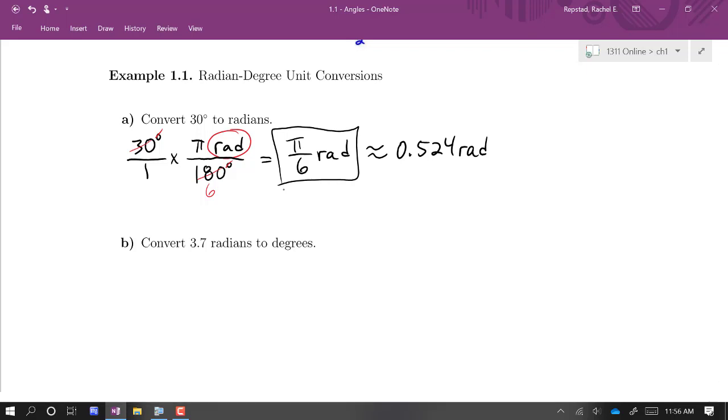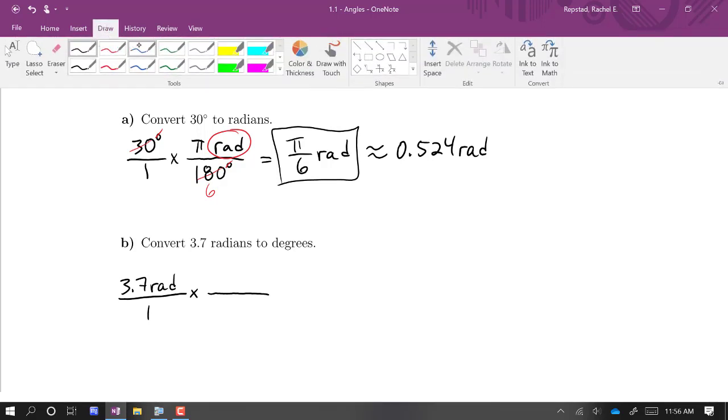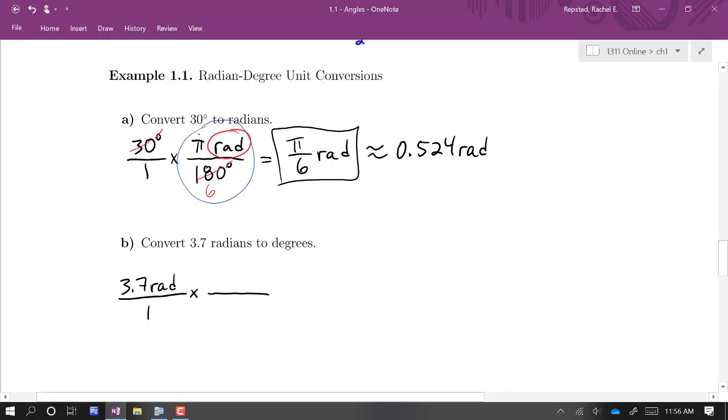Alright, next we have 3.7 radians. We want to convert this to degrees. So 3.7 radians, I'm going to make it look like a fraction by putting it over 1. And I'm going to multiply by, I guess I didn't really point this out before, but the reason we're multiplying is because this fraction here, that's equal to 1. So I'm multiplying that 30 degrees in part A by 1, which means I haven't changed it. I haven't changed what it's equal to, I've just changed what it looks like by giving it different units.